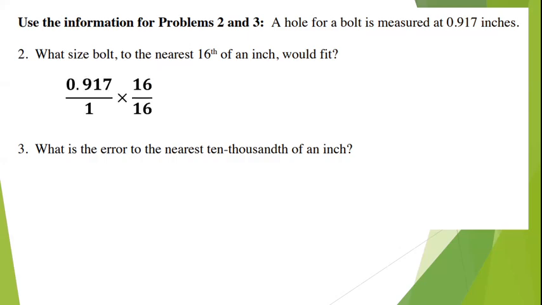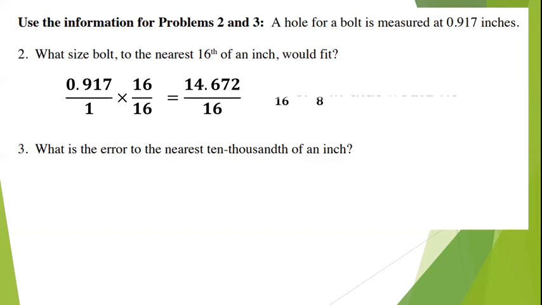So first, we're going to convert the decimal that we're given into 16ths of an inch. To do that, we take our decimal over 1, and we multiply it by 16 over 16, which is just like multiplying it by 1, but this is going to allow us to have a denominator of 16ths of an inch. So multiplying your tops, multiplying your bottoms, here's what you get.